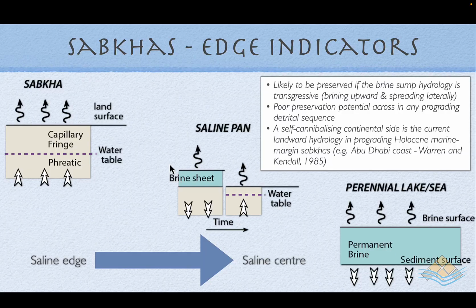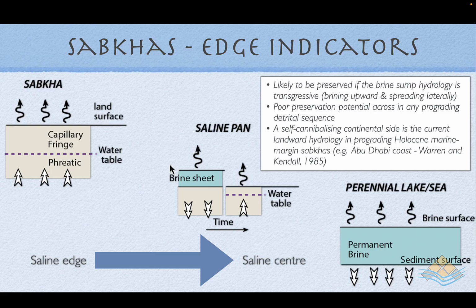Going back to what we started off this discussion of sabkha with, we said that sabkhas are edge indicators. We also saw that a sabkha succession is unlikely to be preserved if that brine sump hydrology is transgressive. We also saw that we're not going to have good preservation if that upper section is in a prograding detrital sequence, be it carbonate matrix or siliciclastic matrix, because the water table deepens toward the hinterland, and so we get deeper erosion on the Stokes surface on the backside of the sabkha. Prograding sabkhas tend to be self-cannibalizing on their continental side.